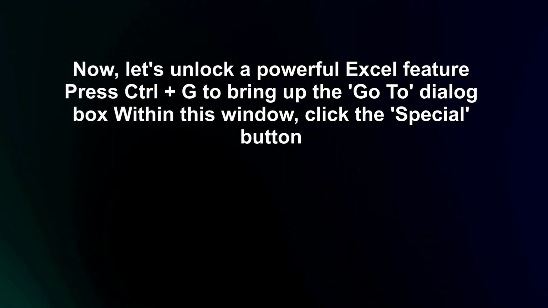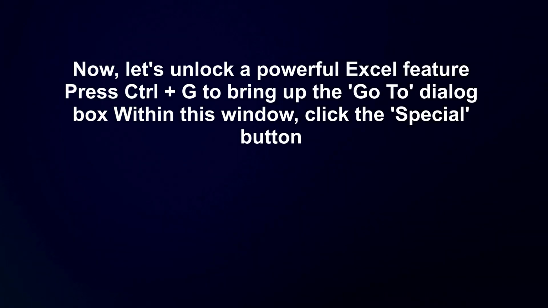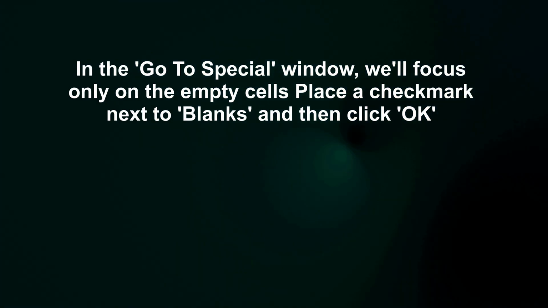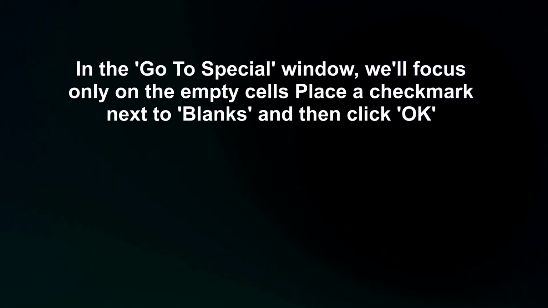Now, let's unlock a powerful Excel feature. Press Ctrl+G to bring up the Go to dialog box. Within this window, click the Special button. In the Go to Special window, we'll focus only on the empty cells. Place a check mark next to blanks and then click OK.